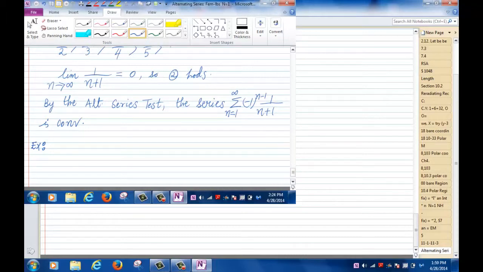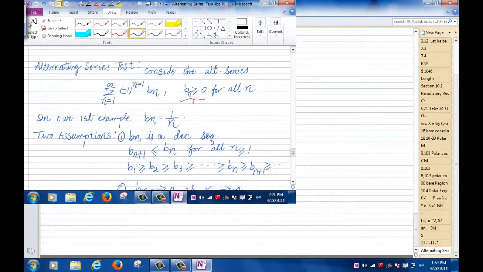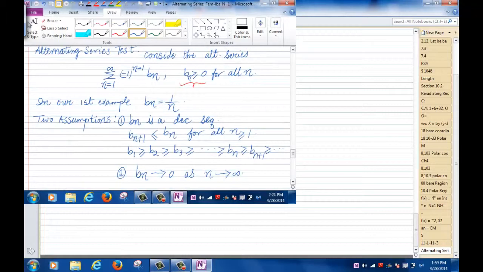The second example that I want to do is very similar. Just remember when I stated my test, I took the series n going from 1 to infinity, negative 1 to the n minus 1 times Bn. The way I wrote it, my alternating series starts with a positive term, right? B1 is a positive term. But you don't have to start with a positive term. You can start with a negative term. Still, the same test applies.